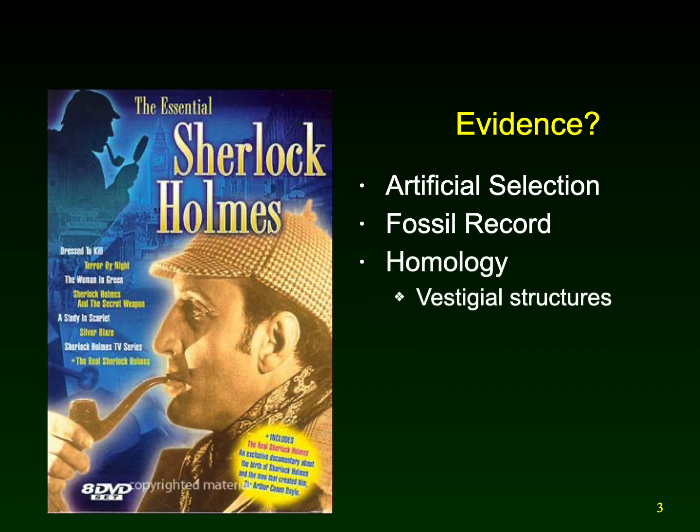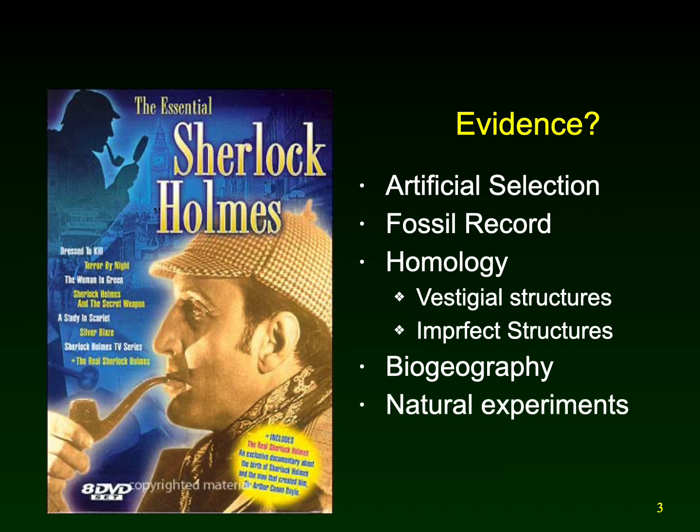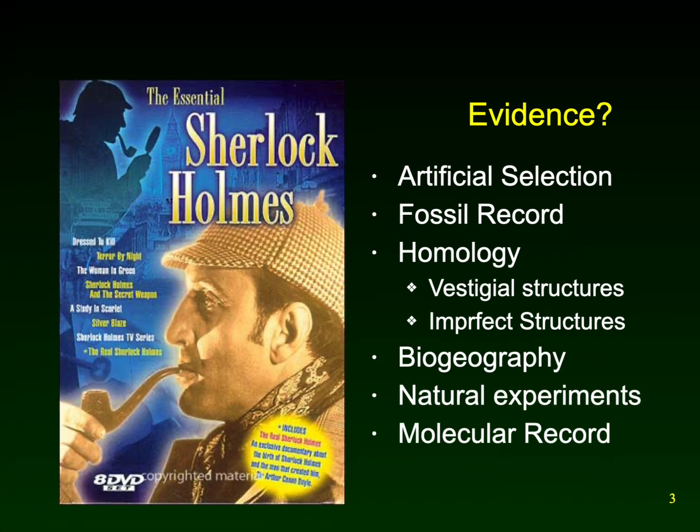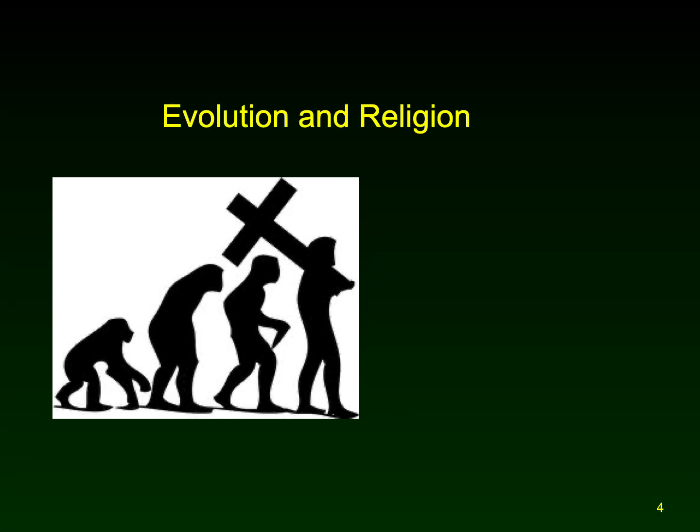We've also talked about things like vestigial structures and imperfect structures and looking at structures in living organisms that they got by common descent. Then the distribution of plants and animals worldwide is called biogeography. Today I'm going to go over natural experiments, and I mentioned molecular records. All right, I also posted a link on the Clergy Letter Project.